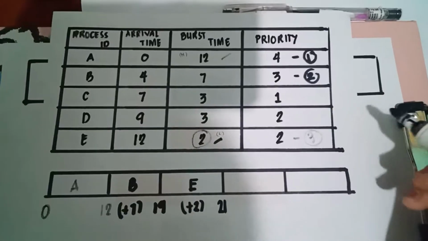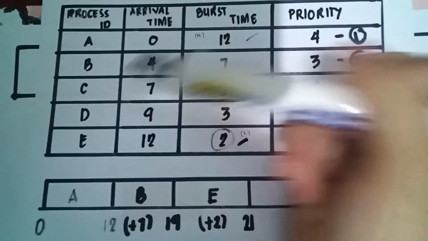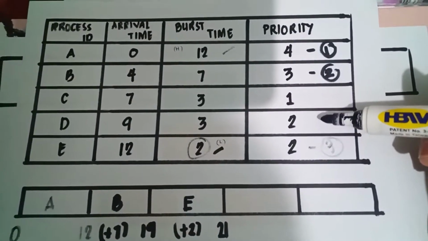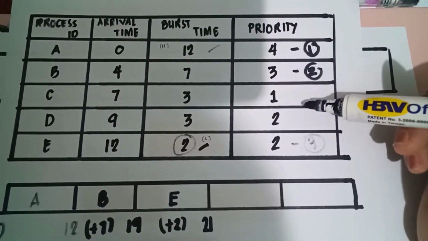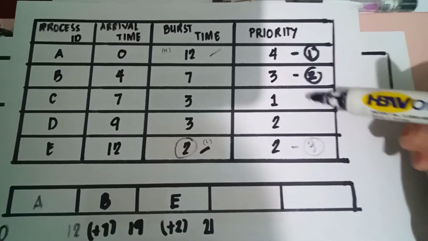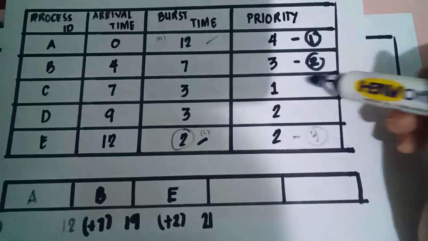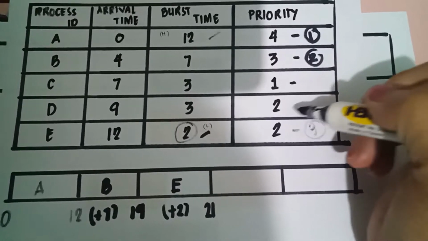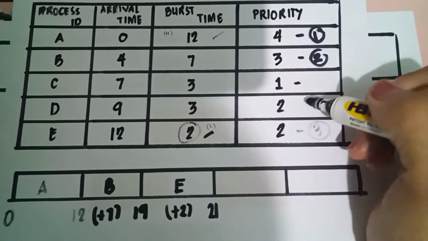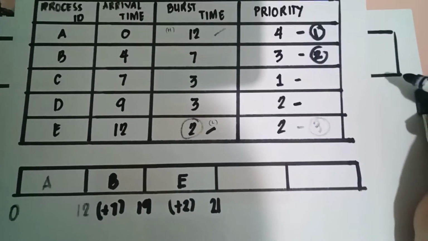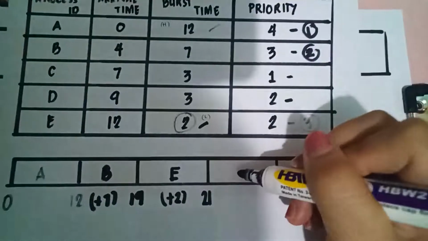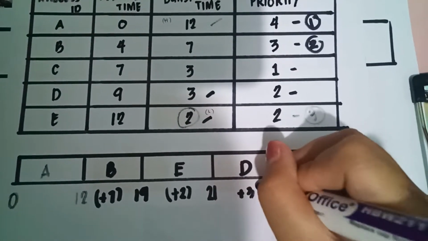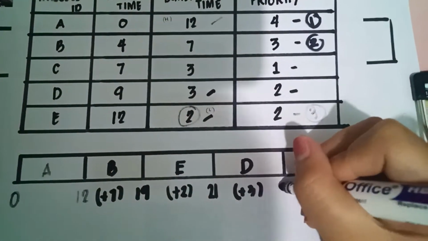Now, the next one. Here in D and C, since they have the same burst time but different priority, you will consider the lowest number of the priority, which is letter C. And the highest priority of these two is letter D. So our next in our Gantt chart is letter D, plus 3, is equal to 24.